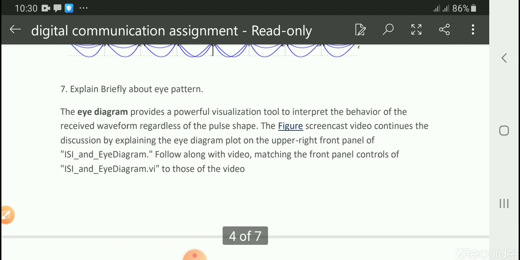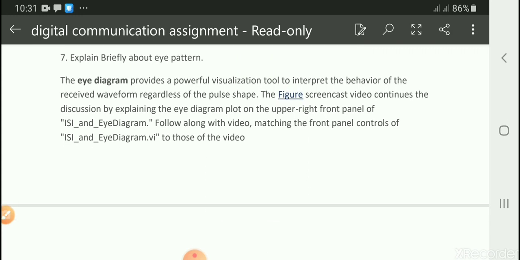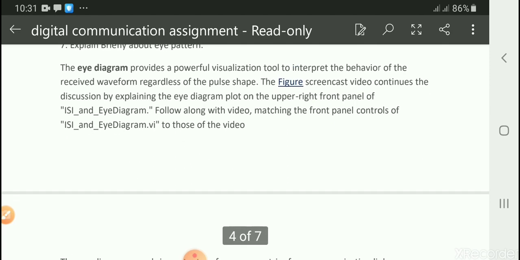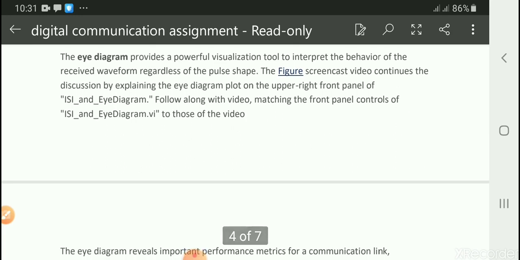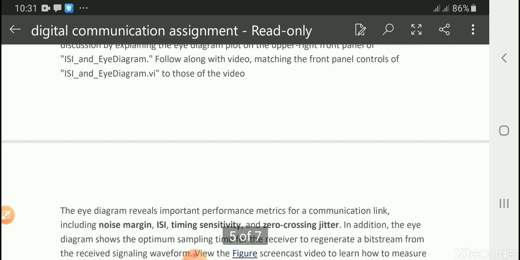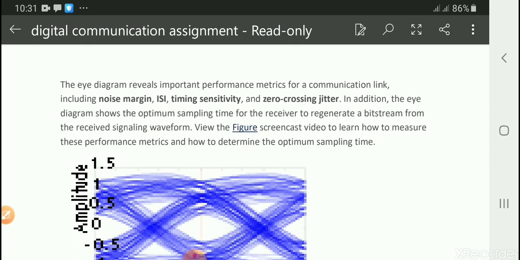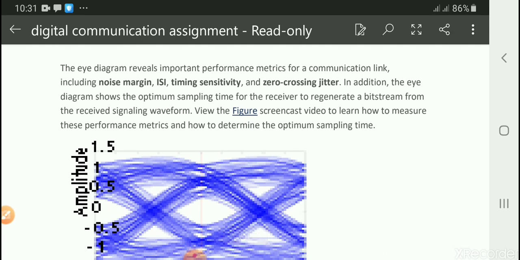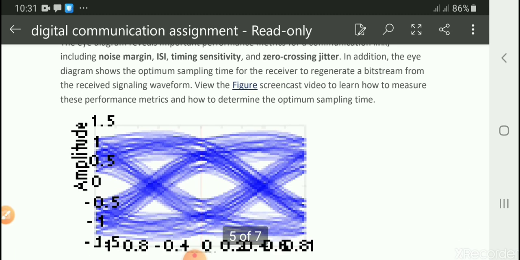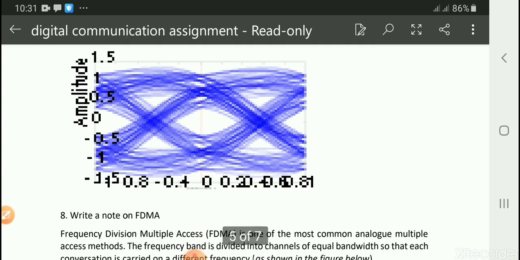Seventh question: explain briefly about eye pattern. The eye diagram provides a powerful visualization tool to interpret the behavior of the received waveform regardless of the pulse shape. The screencast video continues the discussion by expanding the eye diagram plot on the upper right front panel of ISI and eye diagram. Follow along with the video, matching front panel controls to those of the video. The eye diagram reveals important performance metrics for a communication link, including noise margin, ISI, timing sensitivity, and zero crossing jitter. Watch the screencast video to learn how to measure the performance metrics and how to determine the optimum sampling time.